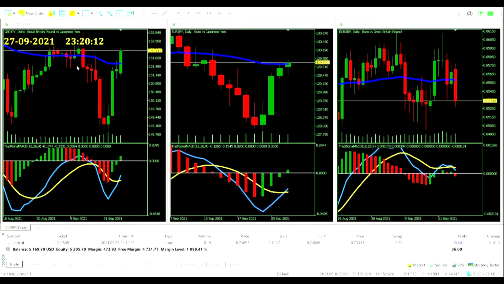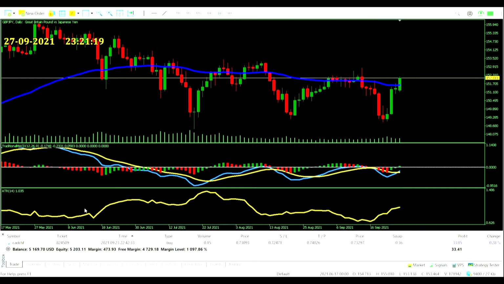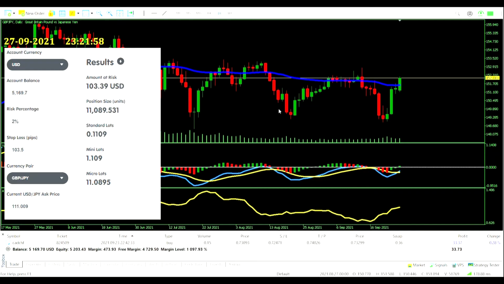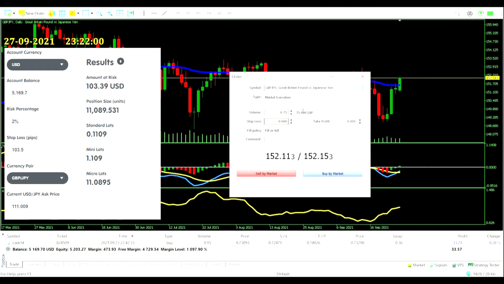And it does make sense to go with the pound yen trade. The fact that the pound has strengthened against the euro, and strengthened against the yen, puts it as the top dog of the three currencies. So let's get into that trade. That's our ATR there, showing 103.5 pips. That's what we're going for, and you can see our risk calculated on screen now. In we go with our buy trade.